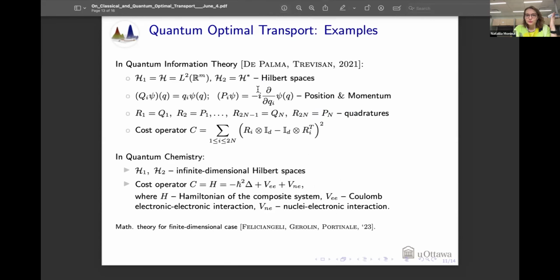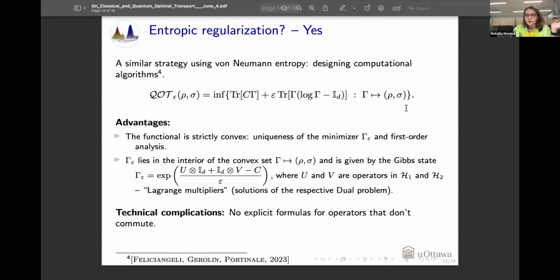There are examples in quantum information theory and also in quantum chemistry. These are the typical cost functions that we would be interested in to solve the quantum optimal transport problem, for something that is in quantum information theory or in quantum chemistry. So these problems exist. And let me also mention the nice result that was also obtained by my supervisor.